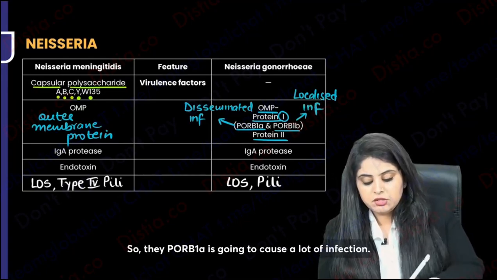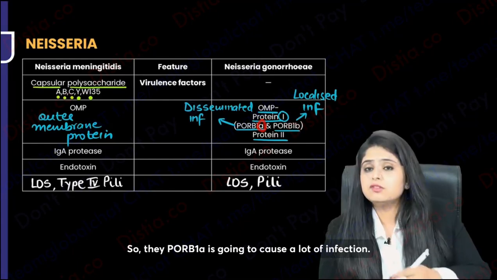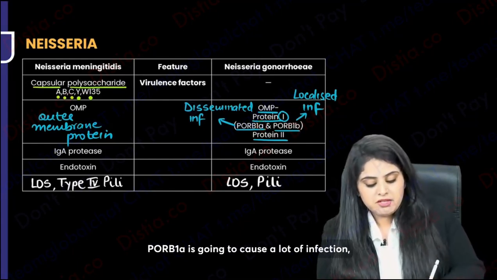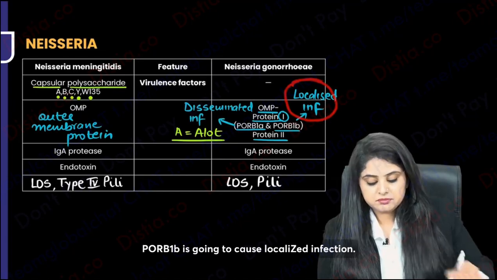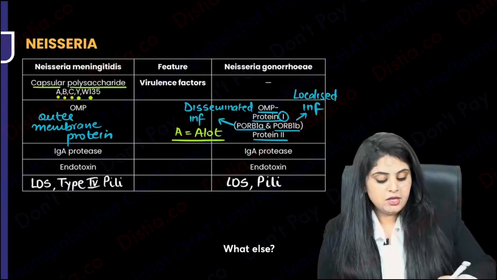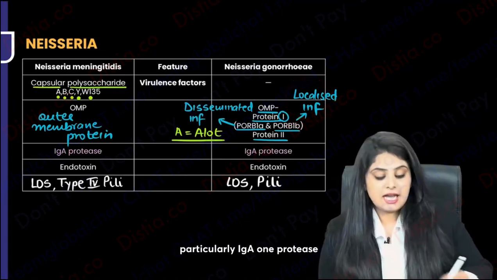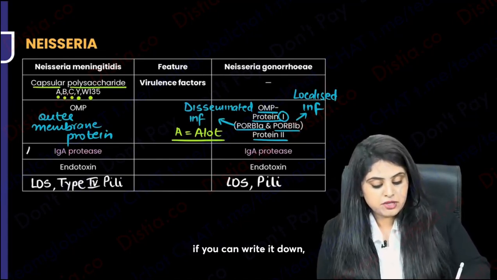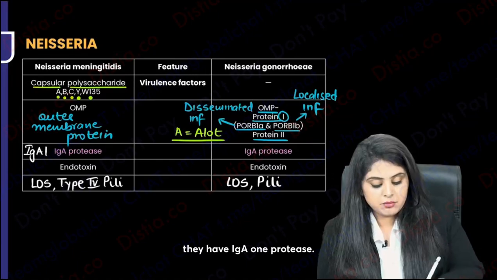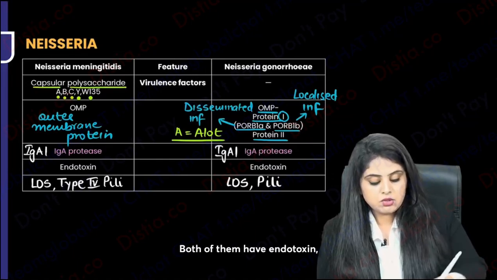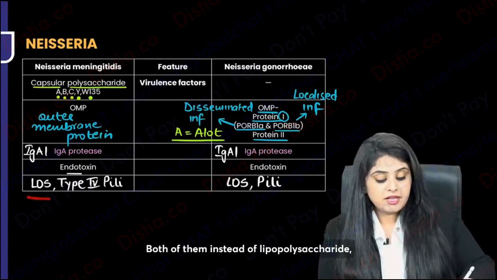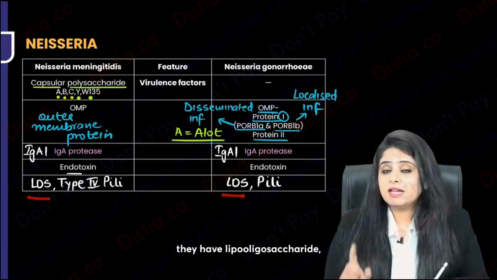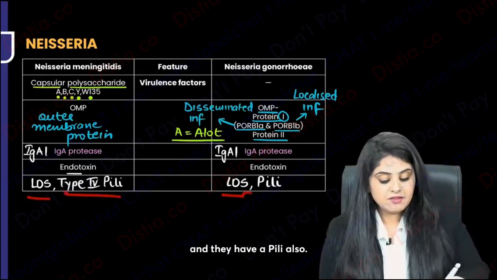How do we learn it? So, dekho, pore B1A is going to cause a lot of infection, disseminated infection. Pore B1B is going to cause localized infection. What else? Both of them have IgA, particularly IgA1 protease. If you can write it down, they have IgA1 protease. Both of them have endotoxin, especially meningitis ka endotoxin I'll talk about in a while. Both of them, instead of lipopolysaccharide, they have lipooligosaccharide, and they have a pili also.